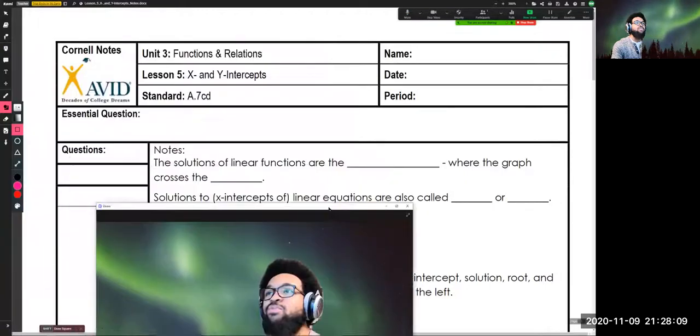By the end of this lesson, you'll be able to tell me exactly what an x-intercept is, what a y-intercept is, and how to figure out what those things are given a graph or an equation. All right, so let's go ahead and get started. We're going to start with notes, and then you all will have a classwork afterwards, just like usual.